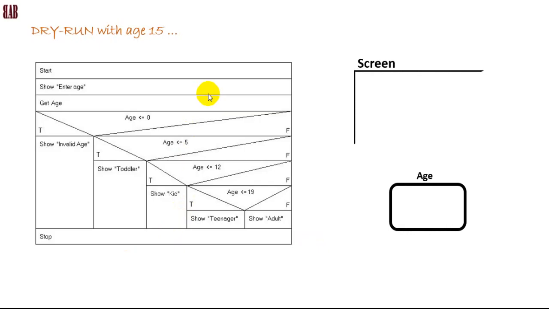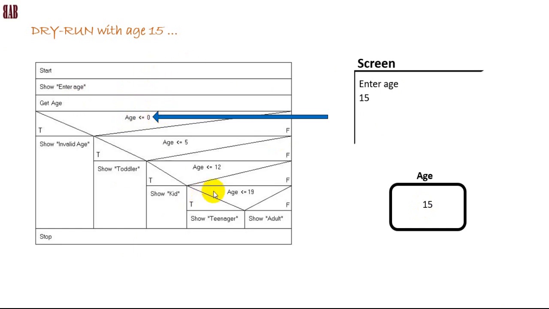Same screen and the variable age. Then you start and you go say enter age. It comes here, and you wait for the age. Now this time we are going to type 15. So 15 goes into age. And after this, always you have to follow the same order, right?